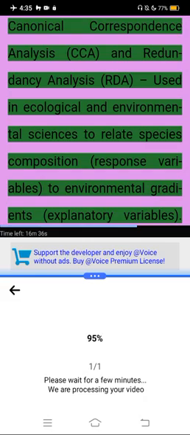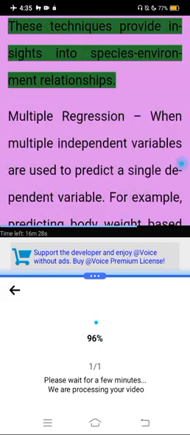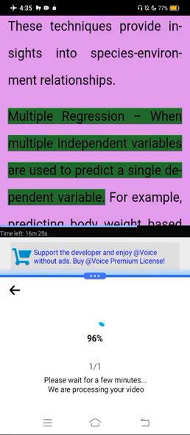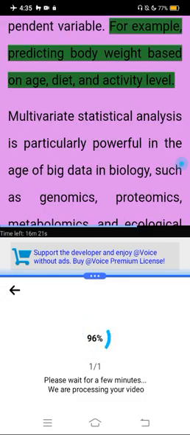Canonical correspondence analysis (CCA) and redundancy analysis (RDA), used in ecological and environmental sciences to relate species composition, response variables, to environmental gradients, explanatory variables. These techniques provide insights into species-environment relationships. Multiple regression, when multiple independent variables are used to predict a single dependent variable. For example, predicting body weight based on age, diet, and activity level.